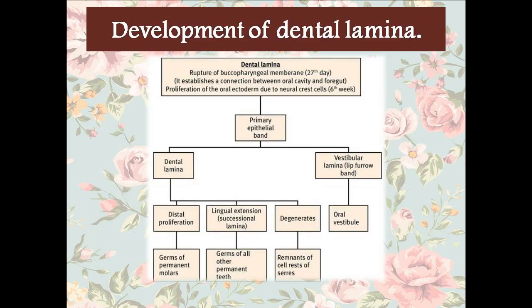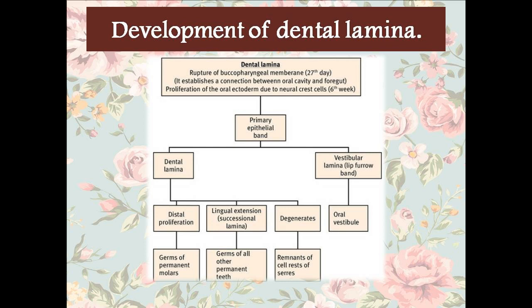Now let's briefly recap what we have learned. The development of the dental lamina. As I said, a buccopharyngeal membrane is formed. So what is a buccopharyngeal membrane here? It is a connection formed by the ectoderm of the oral epithelium and the endoderm of the foregut. Once this buccopharyngeal membrane ruptures at the 27th day of gestation, it establishes a connection between the oral cavity and the foregut.